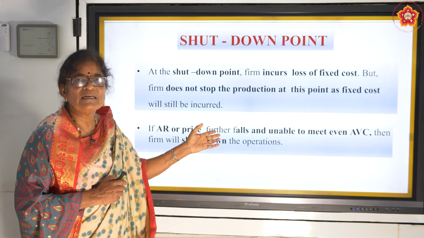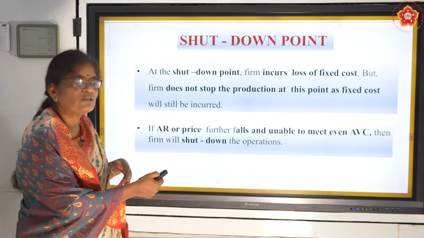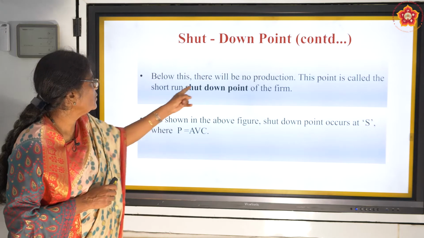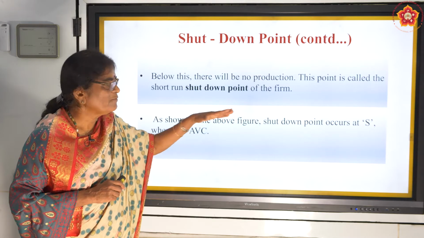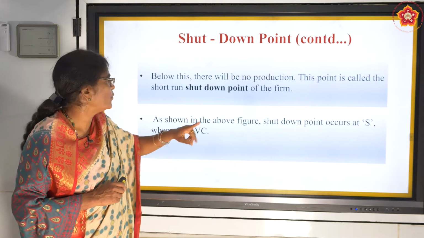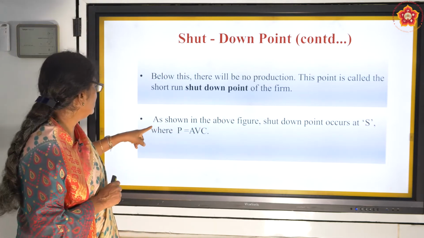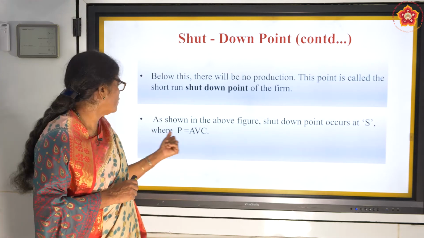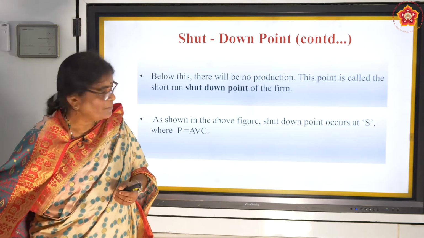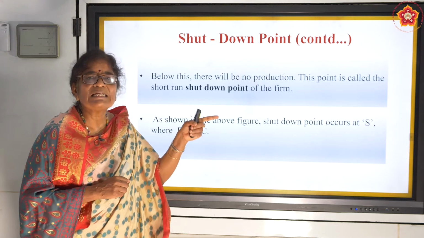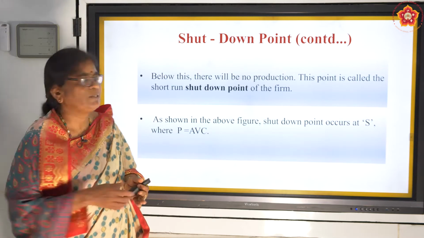I told you P is AR. When AR or price falls further below the minimum AVC, the firm closes the operation, and below this there will be no production. Price equal to the minimum AVC point is the shutdown point. Below the shutdown point, there is no production. As shown in the above figure, the shutdown point occurs at point S, where the minimum AVC, the price line and the SMC curve all intersect at the minimum AVC point.